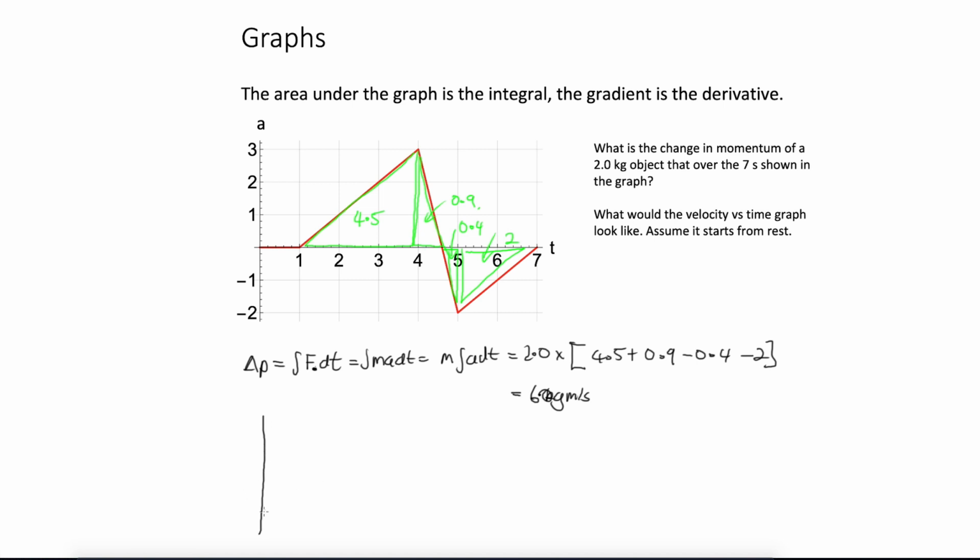Okay, so we'll want to have a velocity versus time graph like this. Here's the time, here's the velocity. Now the velocity is the area under an acceleration versus time graph. So let's sketch these times down.